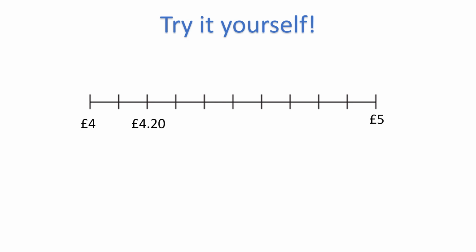So we had £4, £5, and then we had £4 and 20 pence. Firstly, let's see. This number line is divided into 10 equal sections, and it's also going up in 10 pence. So we had £4, £4 and 10 pence, £4.20, £4 and 30 pence, £4.40, £4.50, £4.60, £4.70, £4.80, £4.90, and £5. Well done if you got that correct.